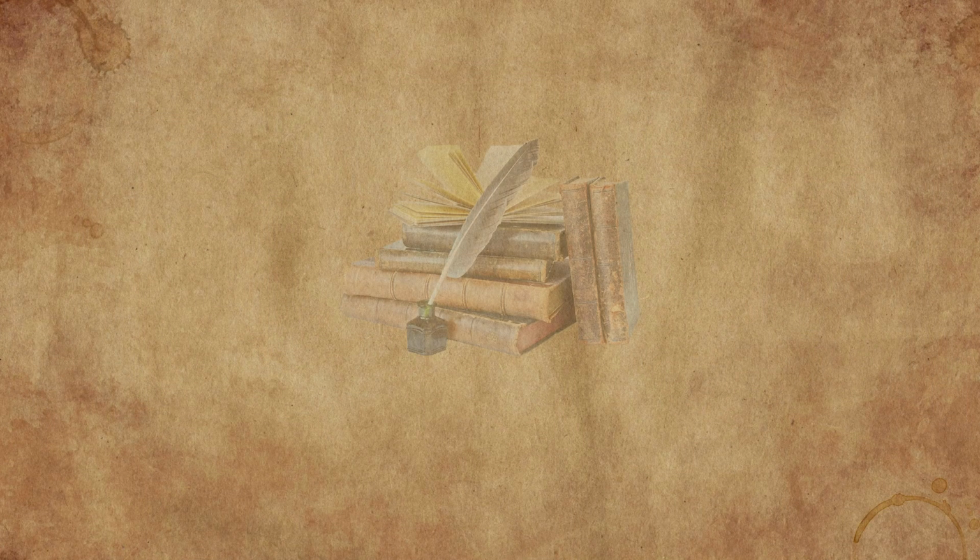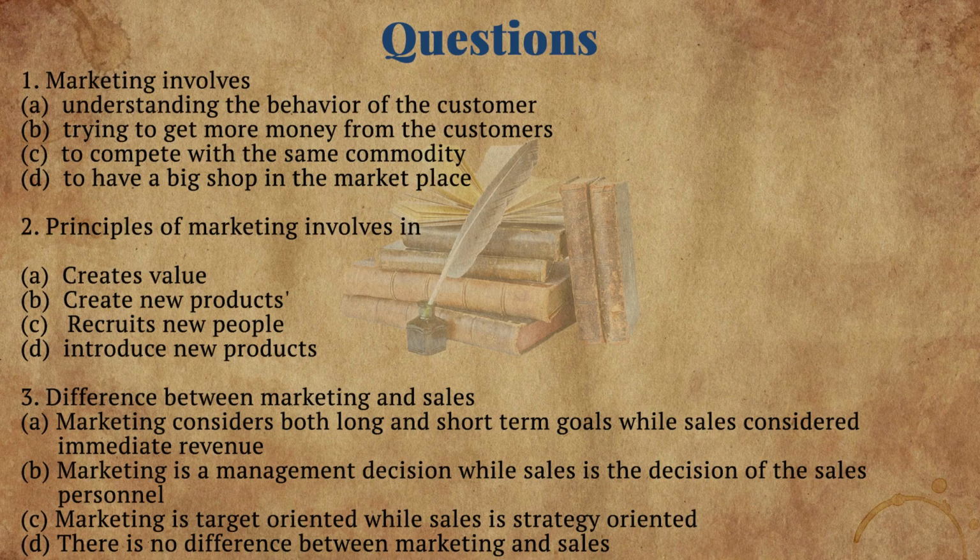Okay, now let us discuss some multiple choice questions from the discussion that we had just now. What kind of questions can be asked from this discussion? Number one, marketing involves understanding the behavior of the customer, trying to get more money from the customer, to compete with the same commodity, to have a big shop in the marketplace. Question 2, principles of marketing involves creating value, creating new products, recruiting new people, introducing new products.